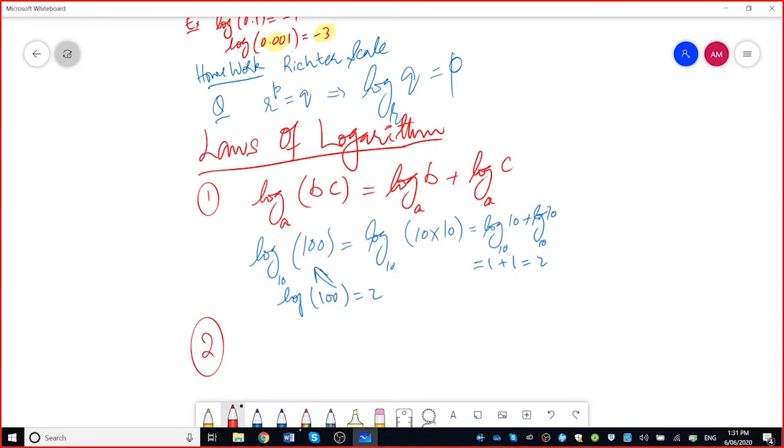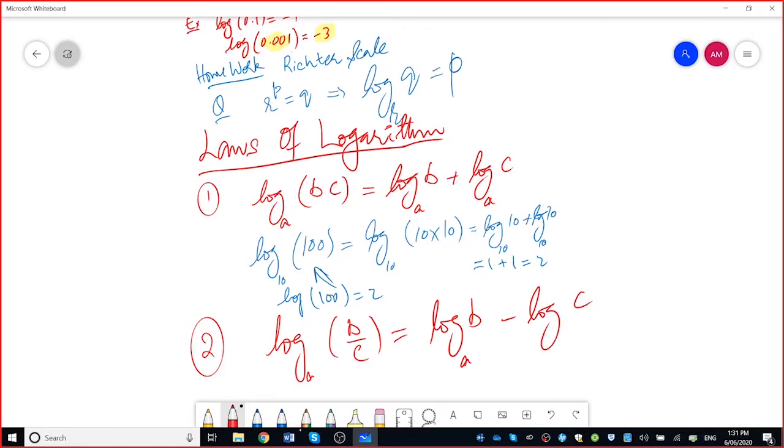Okay, let's move to this. The first law is there, and now I move to the second law. The first was multiplication; the other is division. So the log of b over c to the base a is equal to log of b to the base a minus log of c to the base a. Do you understand this? The second.